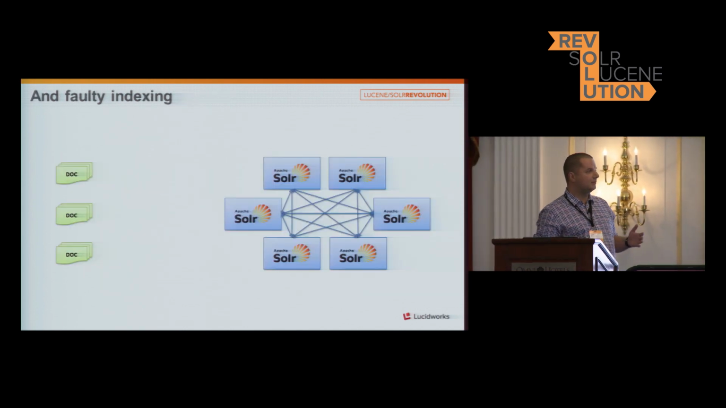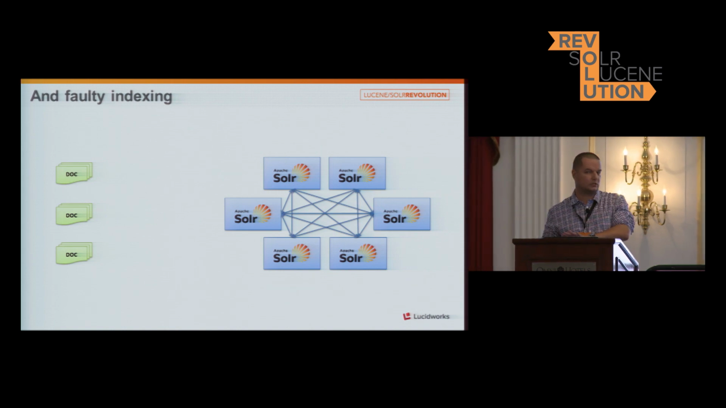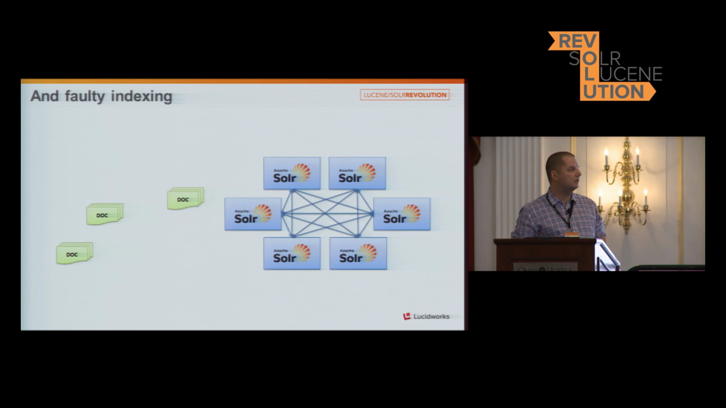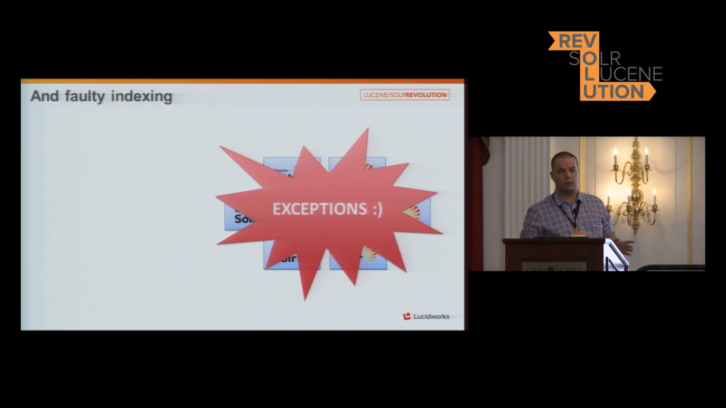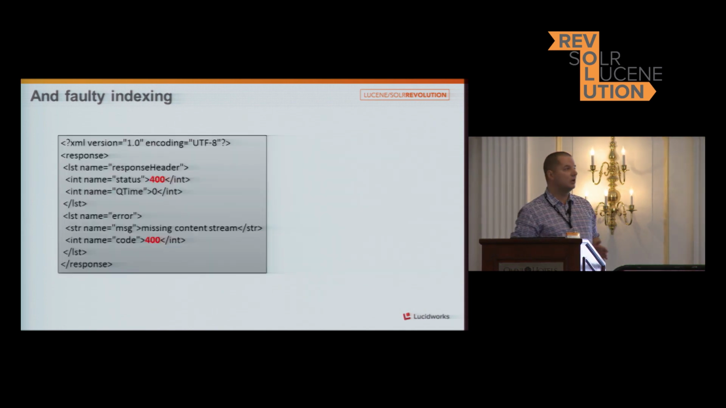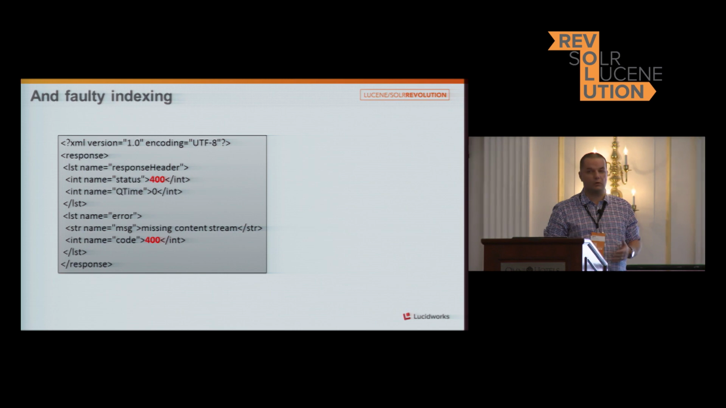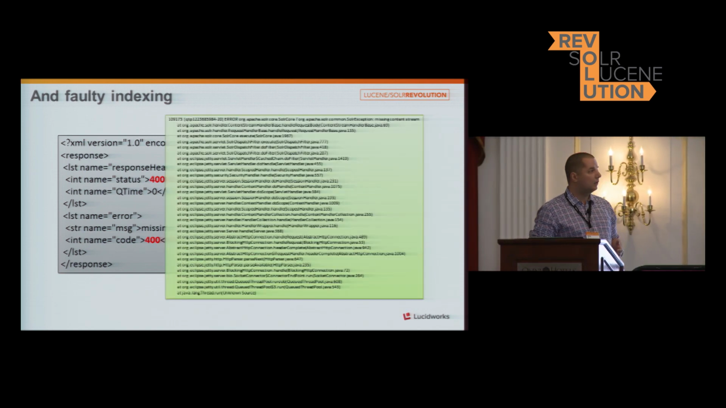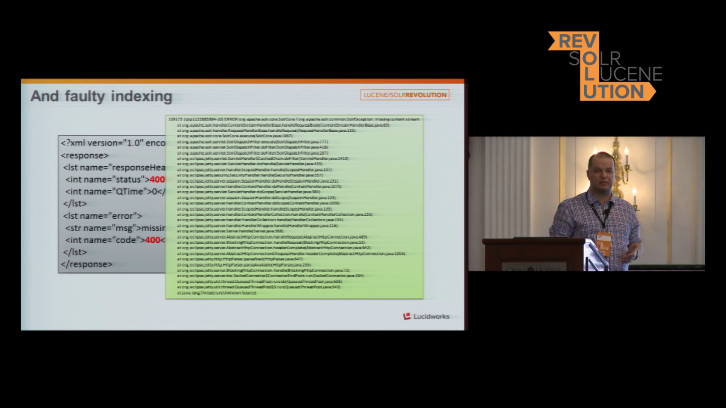So basically, our client just took the old Solr config, put it into Zookeeper, started indexing data, and as you can imagine, things blew up. Exceptions started to show. Their indexing application started to see something like this: 400 status, missing content stream. Oh my God, what's happening? On the Solr side, on the other hand, we had a similar exception.